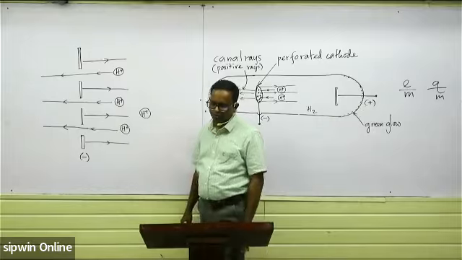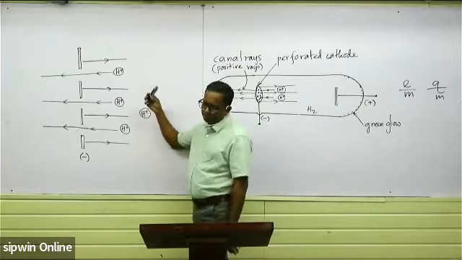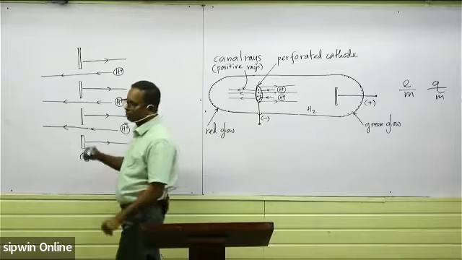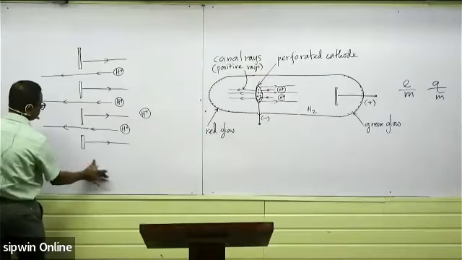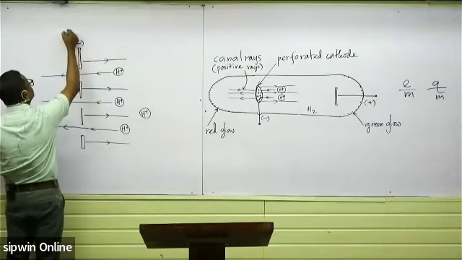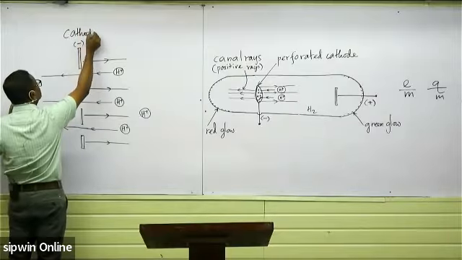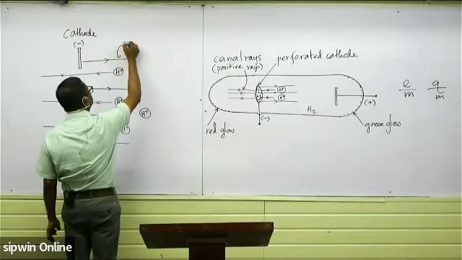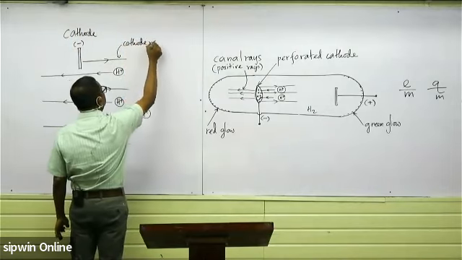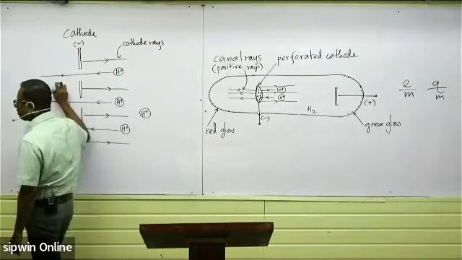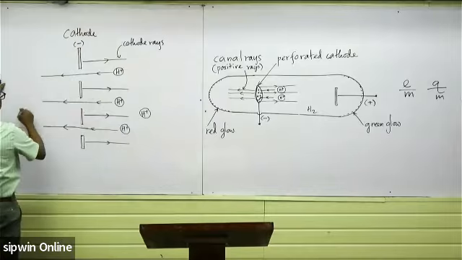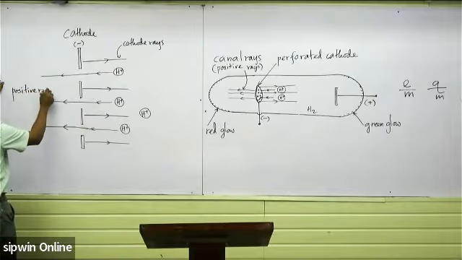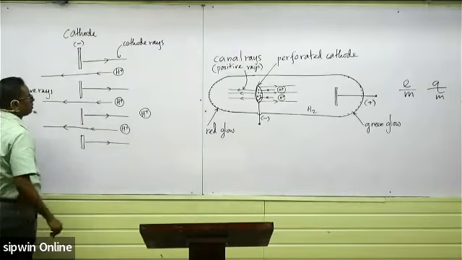Formation of positive rays. Draw this: this is the cathode, the negative plate. These are cathode rays. These are positive rays.